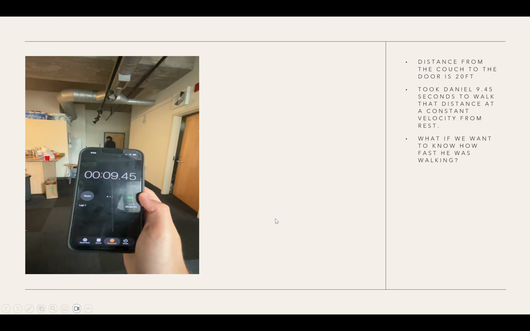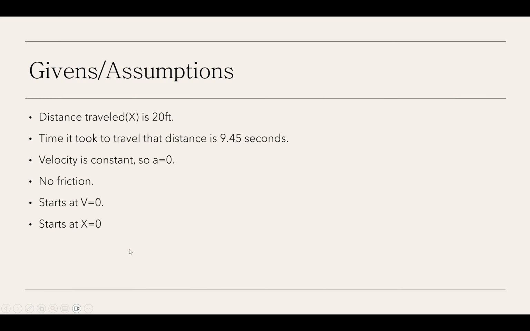So now, what if we want to know how fast he was walking? And so here are our givens and assumptions. The distance that Daniel traveled was 20 feet, and the time that it took to travel that distance, given by the stopwatch, was 9.45 seconds. And velocity is constant. So in this case, that means that the acceleration is equal to zero. And we can also assume that there was no friction.